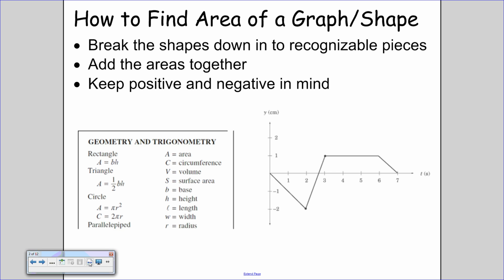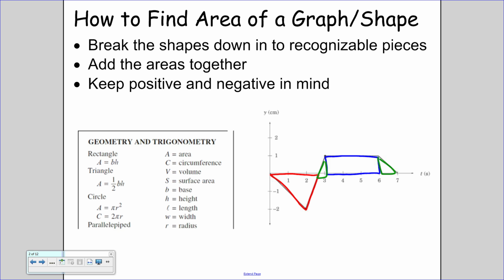Okay, a graph is basically just a bunch of lines that make up some sort of shape. You're going to break the shape down into recognizable pieces. So for example, with this graph below, this right here is a triangle. Okay, and then I have a rectangle right here, and then I have two more triangles. Okay, so I broke it down into recognizable pieces.